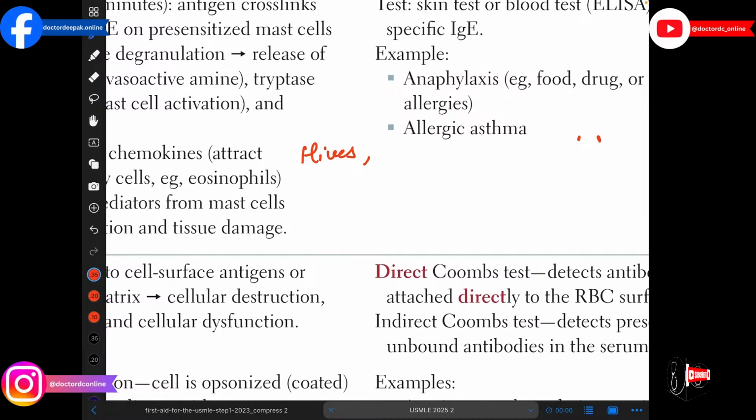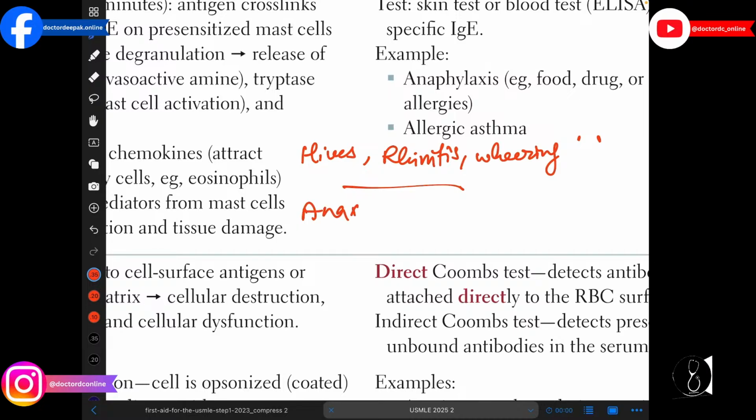It could be respiratory tract infections like rhinitis, inflammation, wheezing or asthma. And secondly, there's the eyes, conjunctivitis or diarrhea, etc. There could be an anaphylaxis reaction, like systemic type 1 hypersensitivity reactions, anaphylactic panic.